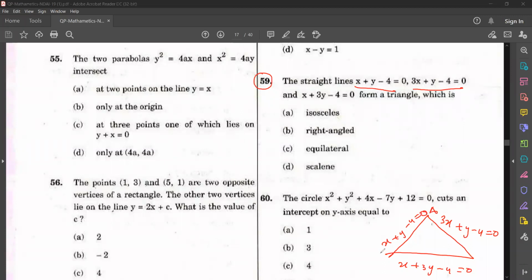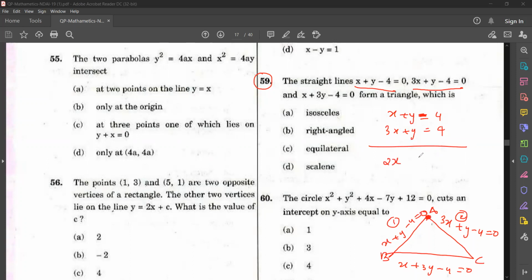Suppose I'm naming these points as A, B, C. How can I find the point A? The point A is the intersection of these two lines, isn't it? x plus y minus 4 equal to 0, so write it as x plus y equal to 4, and 3x plus y equal to 4. Once I solve the first equation and the second equation, I'll get the point A, because it is the intersection point of these two lines, isn't it?